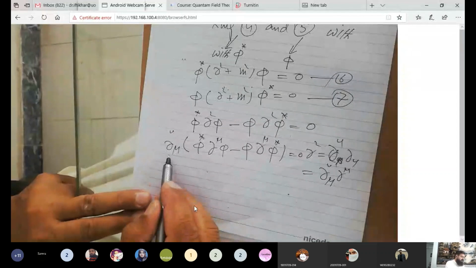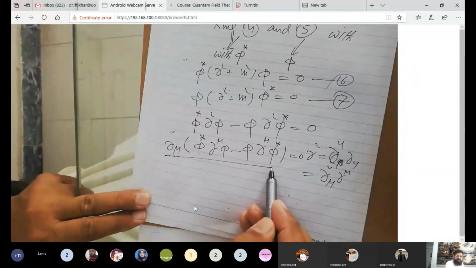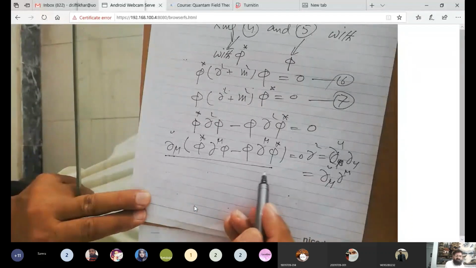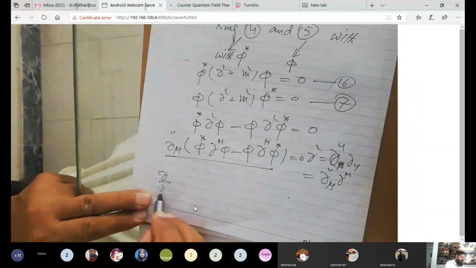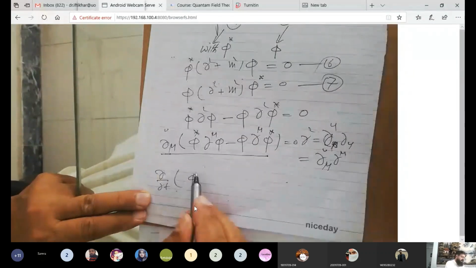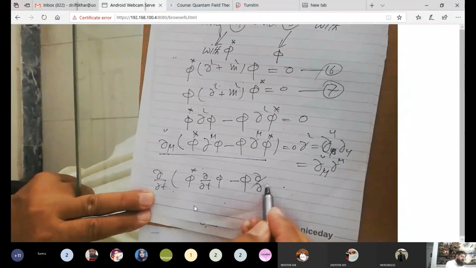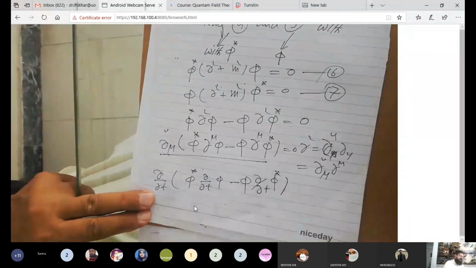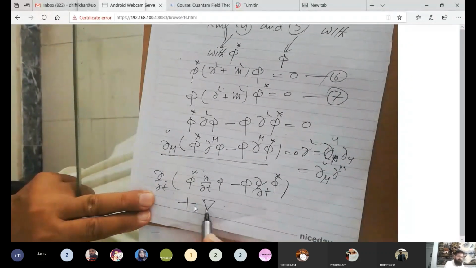Next you operate on this term first for time t and then for the space coordinates. So you get ∂/∂t (φ* ∂φ/∂t − φ ∂φ*/∂t), and then plus del.